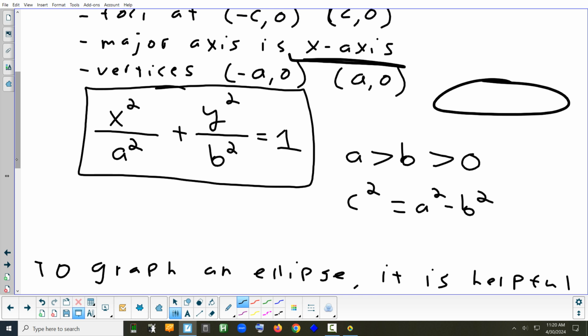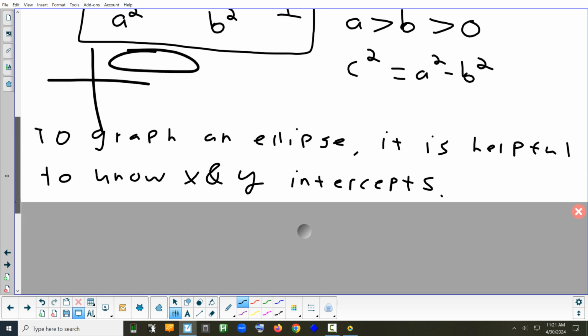Well, yes, if you know the vertices, you can pretty much get the size of the ellipse. If you have the intercepts, it kind of helps you draw it. But my question is, where would they be unhelpful? Where wouldn't the intercepts help at all? Yeah? When they're not touching the axis. Right. If you draw an ellipse like this, well, good luck with the intercepts. That's not going to do anything because it doesn't cross any axes. So sometimes it's helpful to know the intercepts, not always.